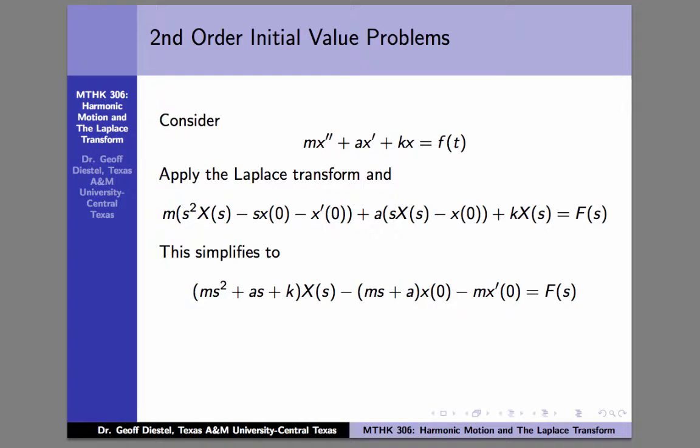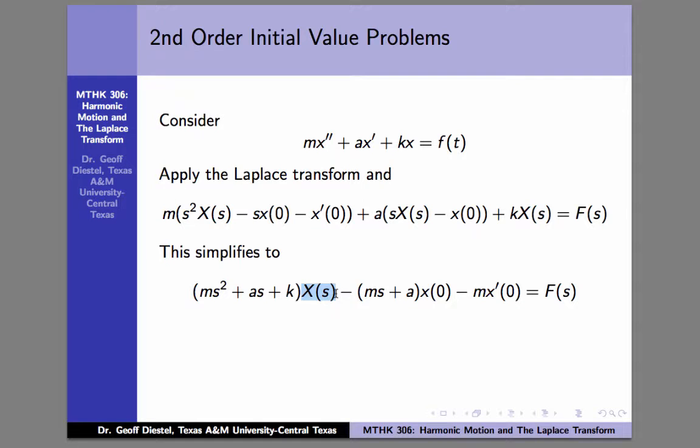Regrouping things. Notice the only thing we don't know here is the capital X of s. That's the only thing. Everything else is given to us. s is a variable, but everything else is given to us. m, a, and k are known. x of 0 will be known. x prime of 0 will be known.